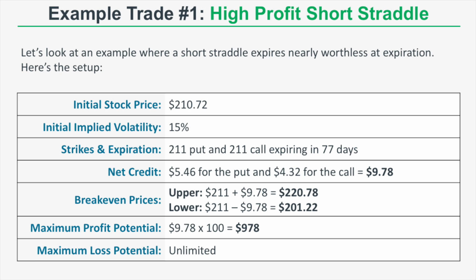Now for selling these options, we're going to collect a net credit of $9.78. And that's going to bring our break-even prices to $201.22 on the downside and $220.78 on the upside. So our maximum profit potential in this case is the credit of $9.78 times 100, which comes out to $978. Now, as always, our maximum loss potential is theoretically unlimited.